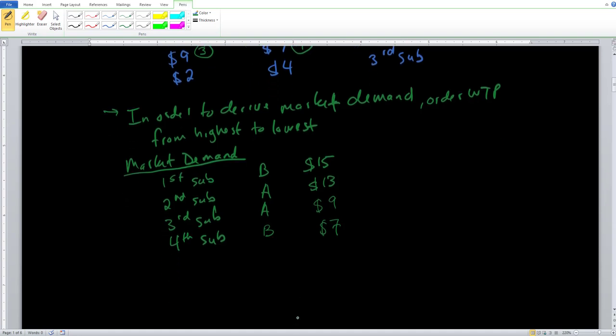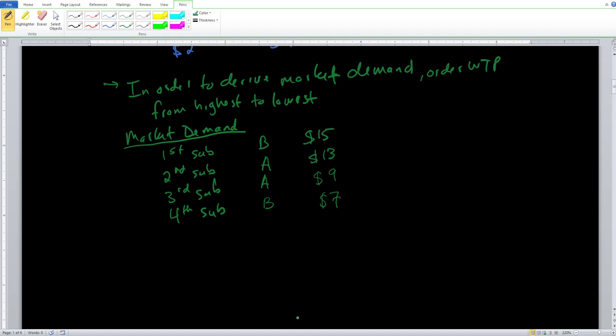And once we see that we have 4 subs in this entire market, what type of relationship do you see emerging? As we increase the quantity, what's happening to the price? The quantity goes up, the price is going down, and vice versa. If we increase the price, we go the opposite direction, we notice that the quantity is going down. So there's going to be some type of negative relationship that emerges between quantity demanded and prices.